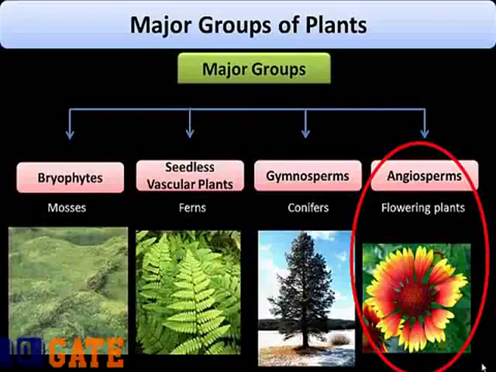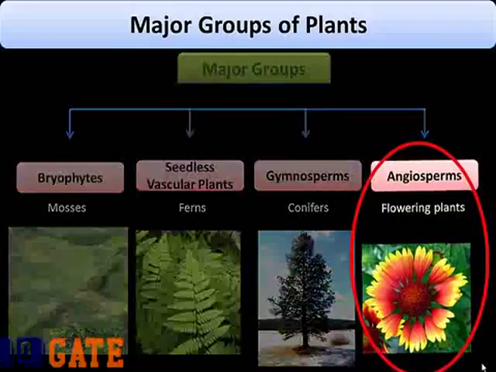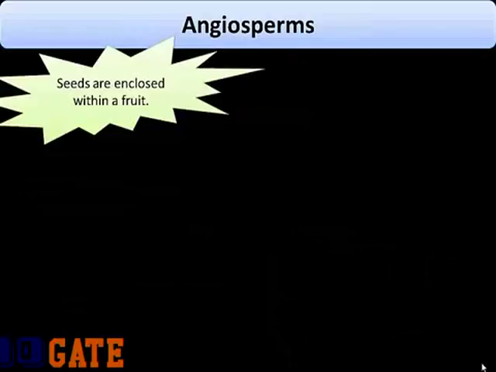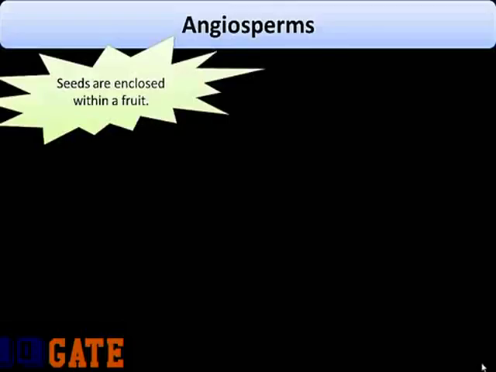As we have seen in earlier presentations, there are four major groups of plants: bryophytes, seedless vascular plants, gymnosperms and angiosperms. So in this presentation we will cover the angiosperms, which include flowering plants. The division Angiospermae is sometimes also called division Anthophyta, as the word anthos means flower and phyton means plant. It is called Anthophyta because the common name for this group is the flowering plants. The angiosperms are so named because the seeds are enclosed within a fruit of some sort.